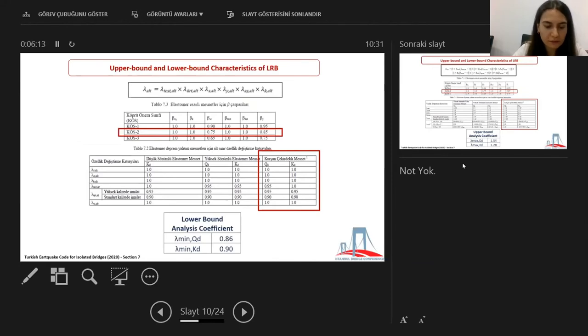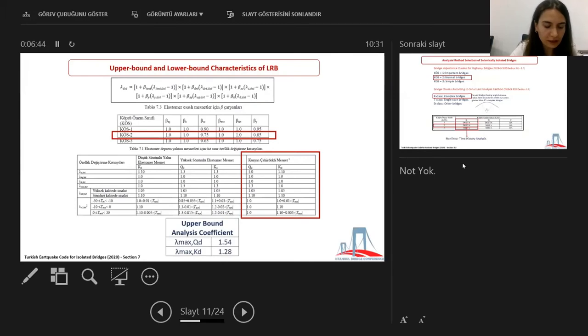According to the new code, all analysis for isolated bridges should be performed using both upper bound and lower bound characteristics of LRB. Therefore, coefficients of lower bound analysis and upper bound analysis were determined for characteristic strength and post-elastic stiffness using the tables in the code. Here we see lower bound analysis coefficients in the slide. Here we see the tables in the code to achieve upper bound analysis coefficients.